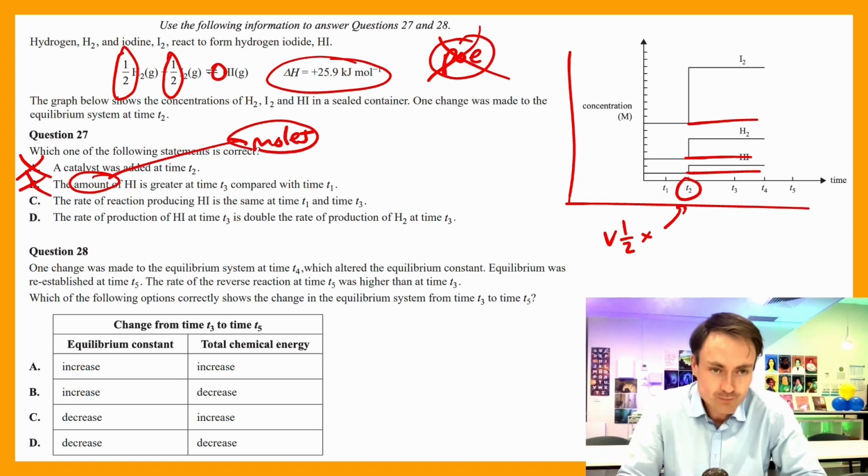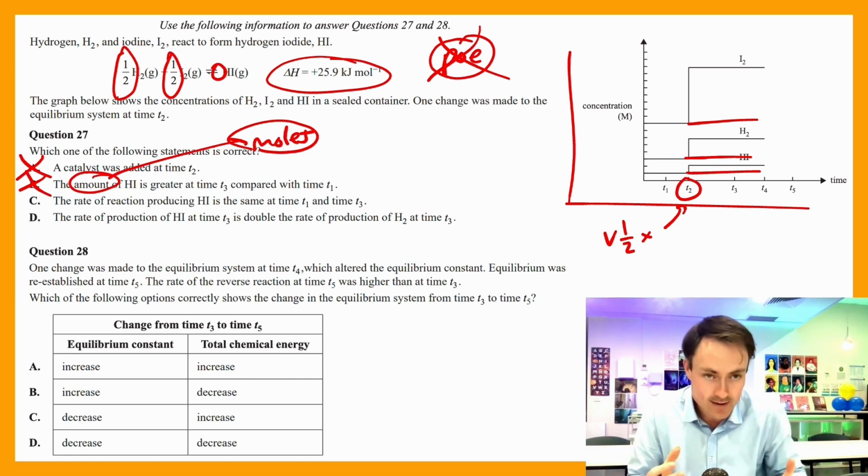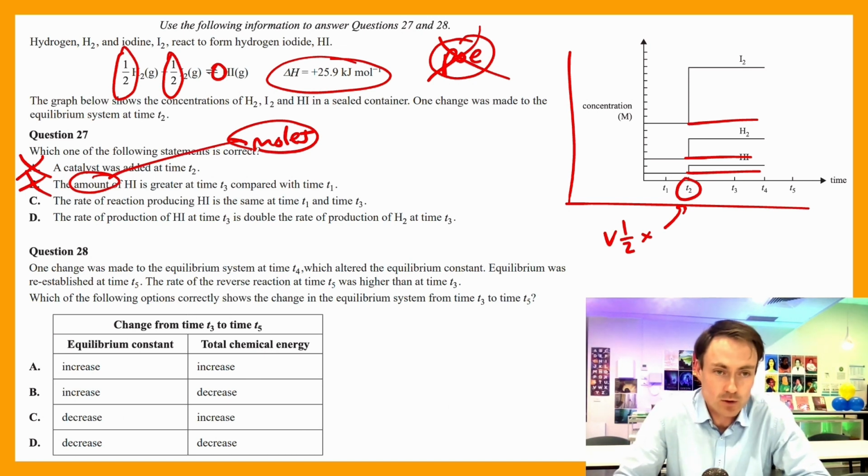It's not B either. Concentration changed, by the way. Right? So compressing it increased the concentration. Compressing it increased the rate. It doubled the concentration, it doubled the rate, but it did not change the amount at all.